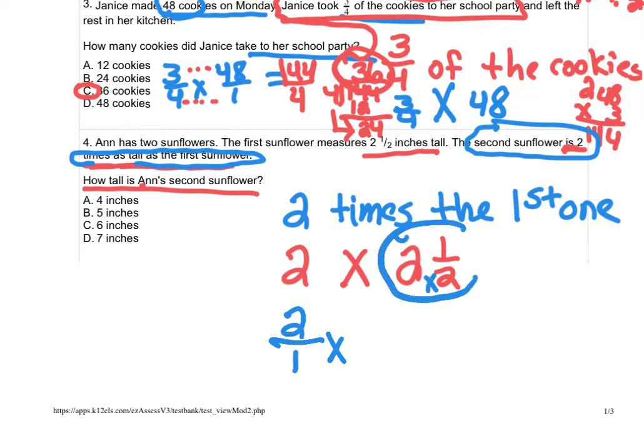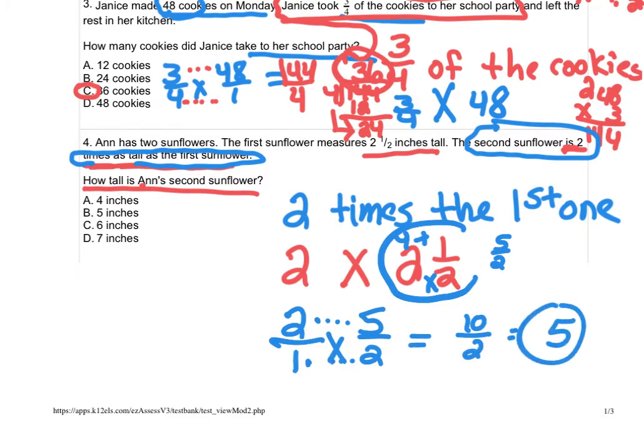2 times 2 is 4. 4 plus 1 is 5 over 2. And then now all you have to do is multiply straight across. 2 times 5 is 10. 1 times 2 is 2. I divide and get an answer of 5. Remember, make sure you're writing this down. If you need to pause the video so that you have the answer.